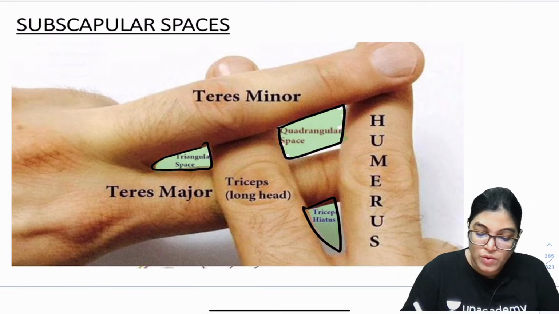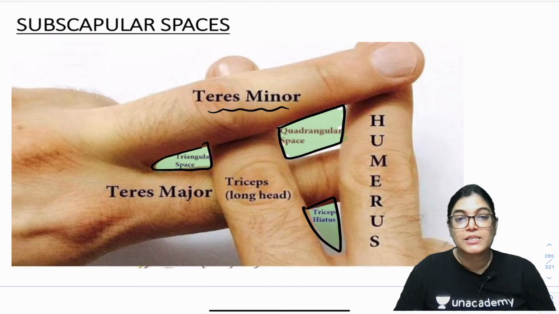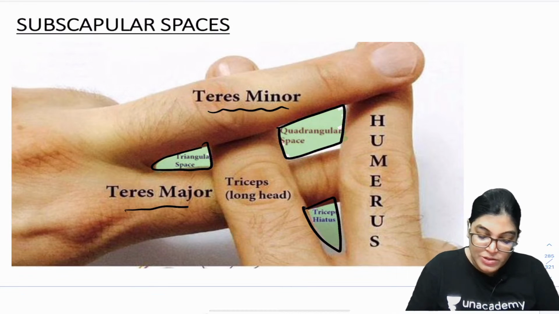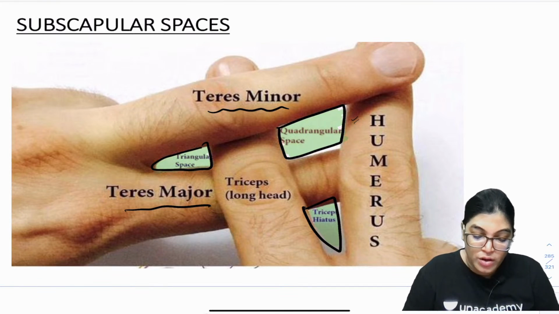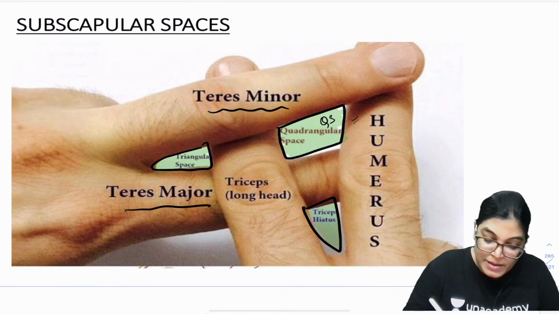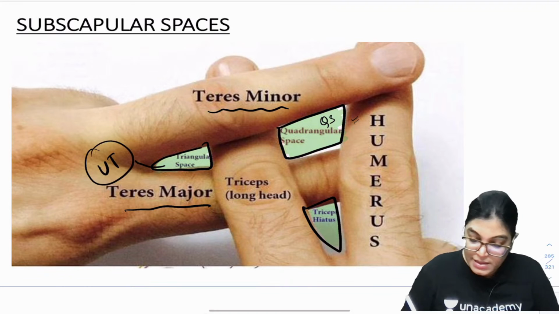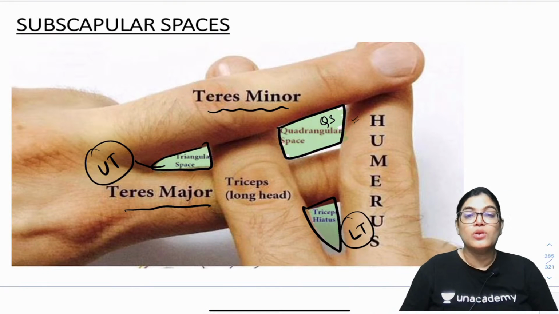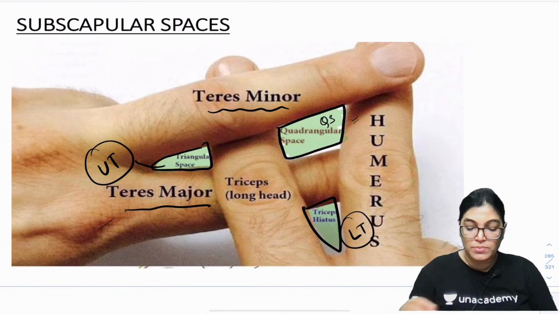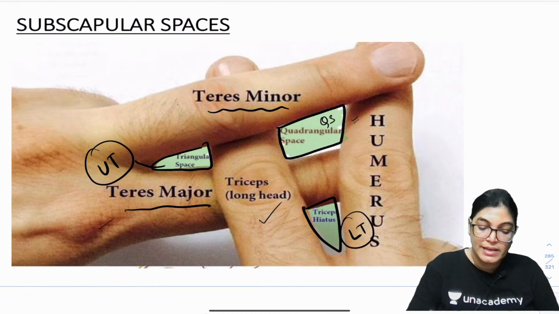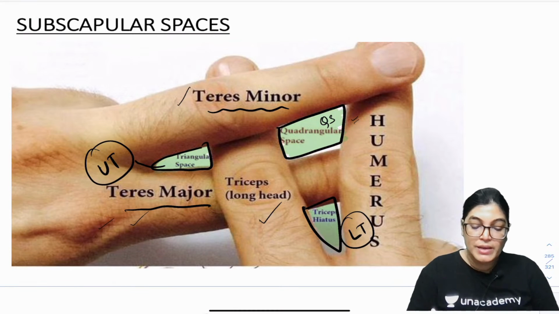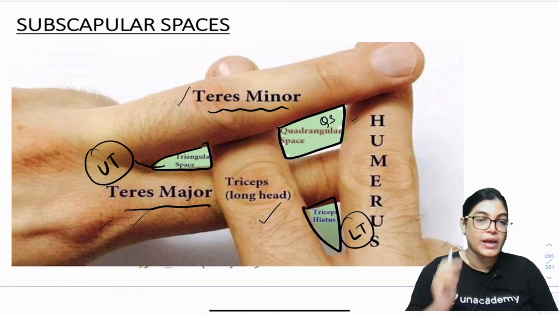Upper triangular space, what are the boundaries? Teres minor on the upper aspect, the superior boundary, okay. Teres major on the lower aspect. Laterally the surgical neck of humerus and medially the long head of triceps. This is the quadrangular space, this is UT, the upper triangular space, and this is LT, the lower triangular space. Lower triangular space: the superior border is teres major, medially the long head of triceps, and laterally the humerus shaft. So these are the boundaries.